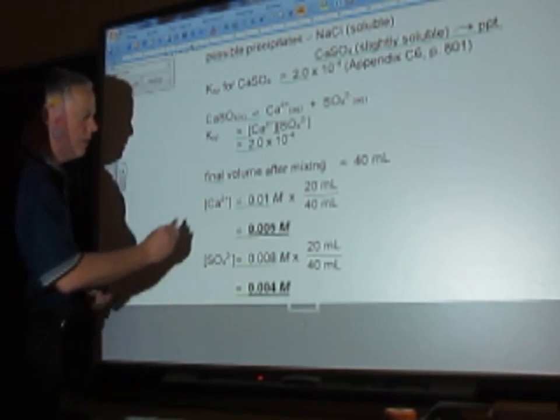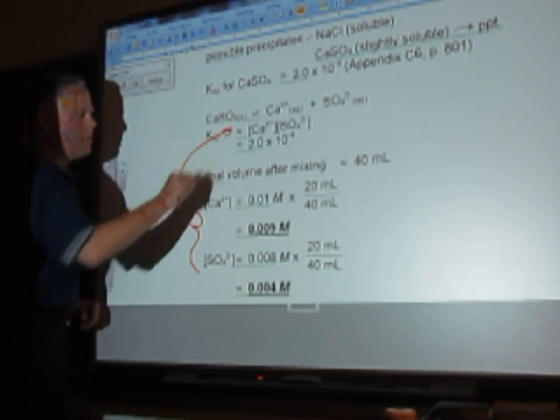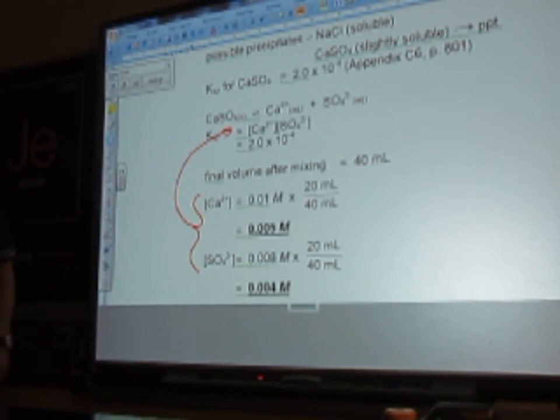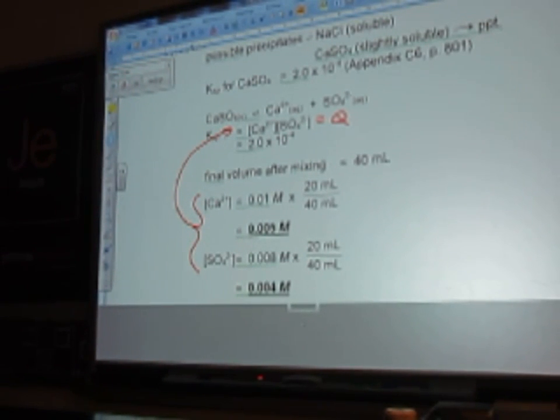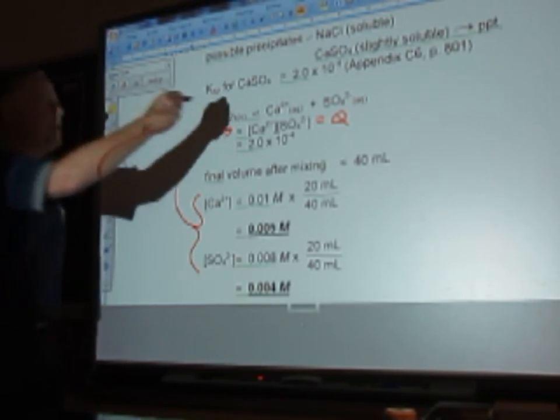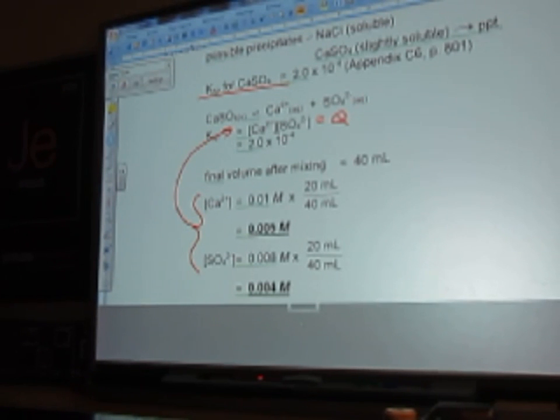Where do they go? My new concentrations go into my KSP expression. I calculate what my KSP would, well, it's not KSP anymore, remember? We're going to calculate Q based on those new concentrations. So go ahead, calculate Q based on the new concentrations. Once you know Q, compare that to the accepted KSP value. Does a precipitate form? Yes or no?